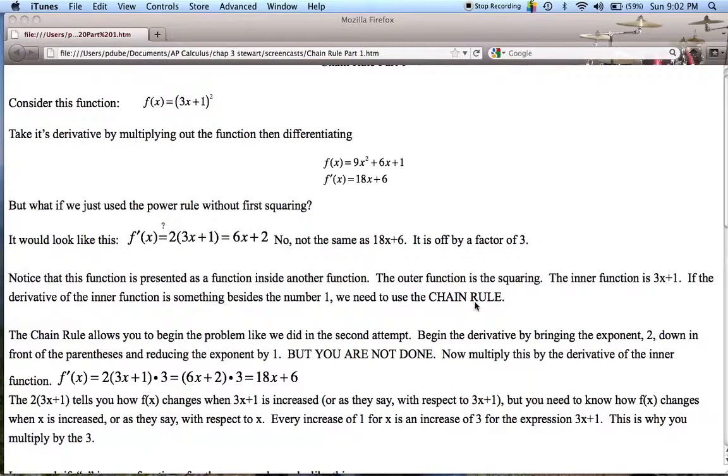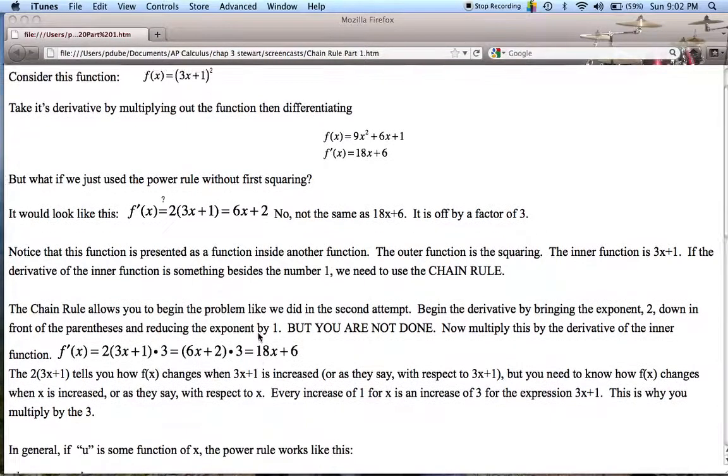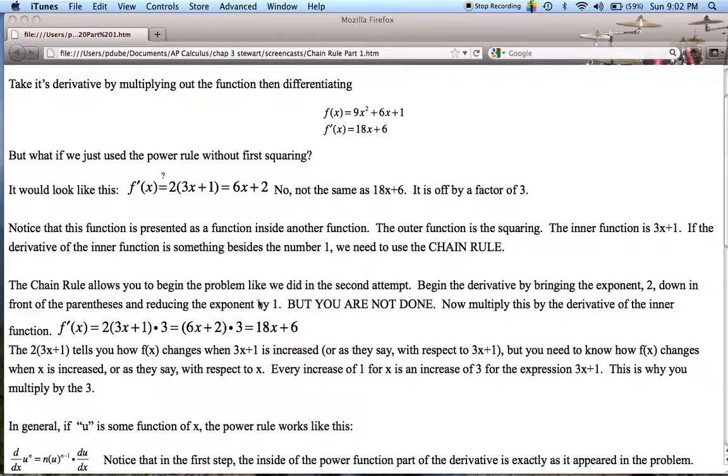And I call the thing we add to the end the chain rule kicker, this factor of 3 that we encounter. So you begin the problem like we did in the second attempt. You bring the 2 down in front and you reduce the exponent by 1. But then you have to go back and multiply by what I call the chain rule kicker, the derivative of what was inside. What was inside was the 3x plus 1. That's what was squared. So I multiply 2 times 3x plus 1 times the derivative of 3x plus 1, which is 3, and I get 18x plus 6, which is the correct answer.